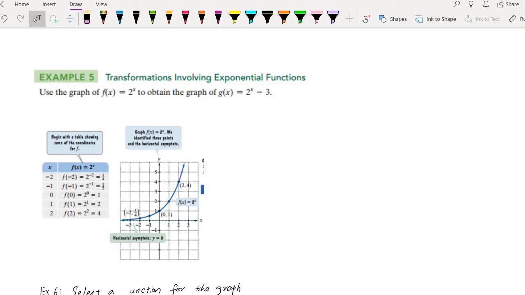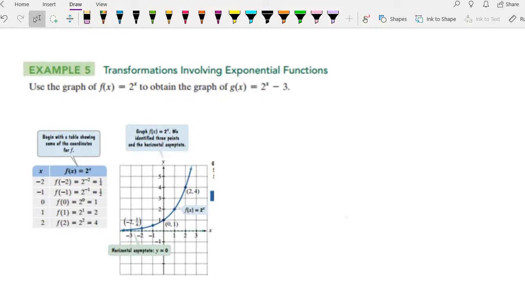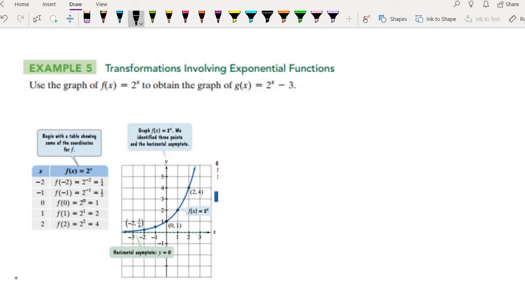Example 5, use the graph f of x equals 2 to the x power to obtain the graph g of x equal to 2 to the x power minus 3. If you look at this question, this is the form we talked about. This is c outside, so this is the form b to the x minus c. We say the c is outside, so all we have to say is shift down 3 units. Let's go ahead and shift this down 3 units. Let's use the purple, and then I'm just going to graph it. We can call this g of x equal to 2 to the x minus 3.